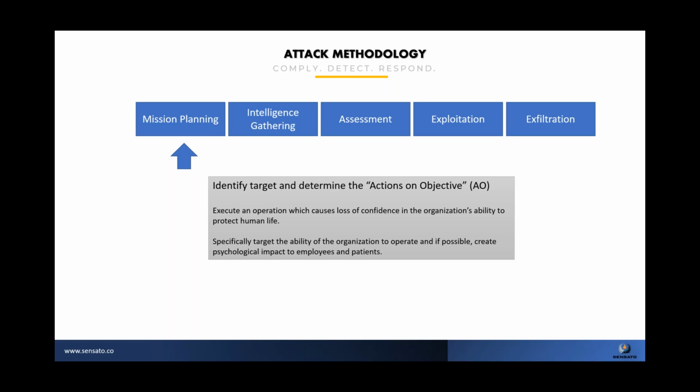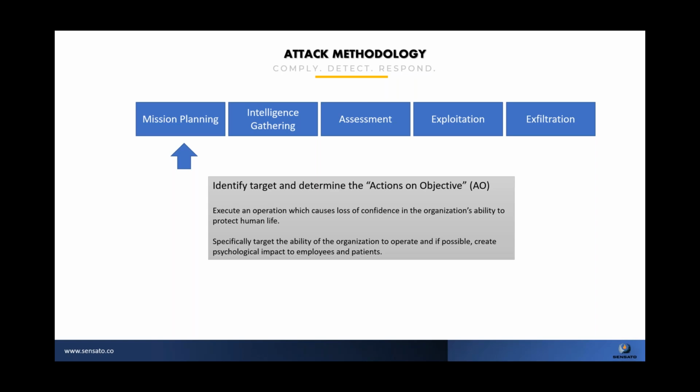So I thought it'd be interesting to start with how I would start an attack, which is this mission planning. And in this case, we've got really 2 kind of objectives, right? Actions on objectives, AOs. And the first one is that we want to execute an operation which causes loss of confidence in the organization's ability to protect human life, right? So that's like our big thing, right? We're not after money here. We're really after, can we shake the confidence of people in the organization to protect human life?